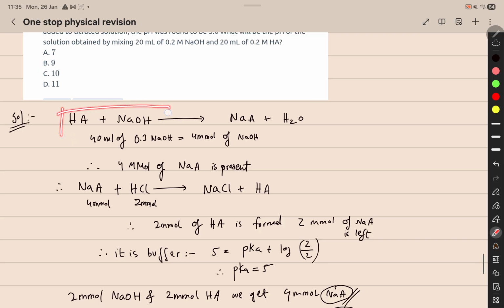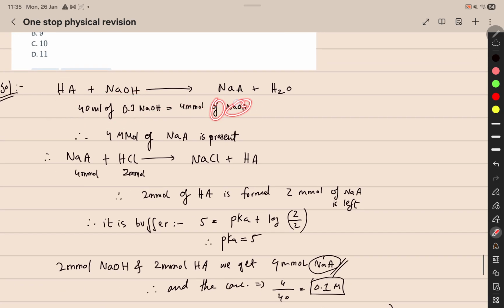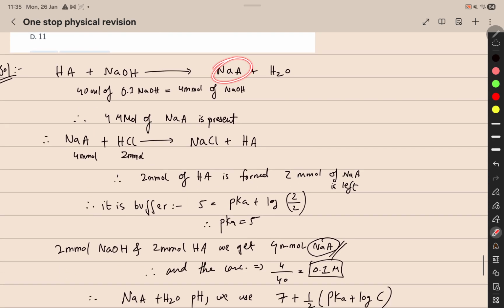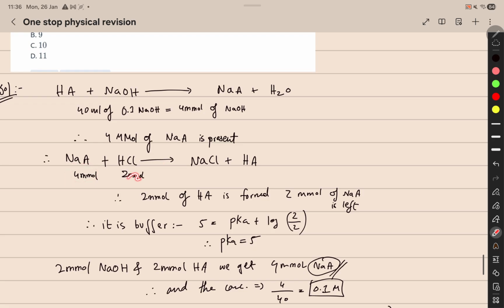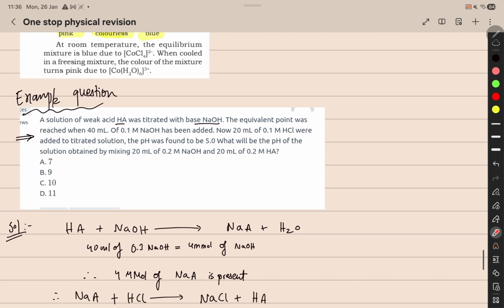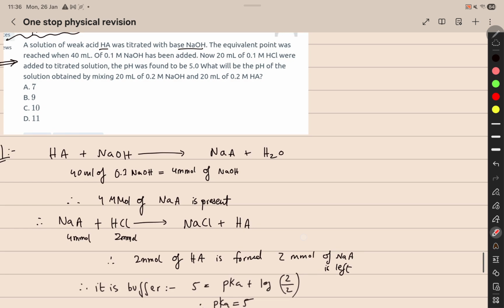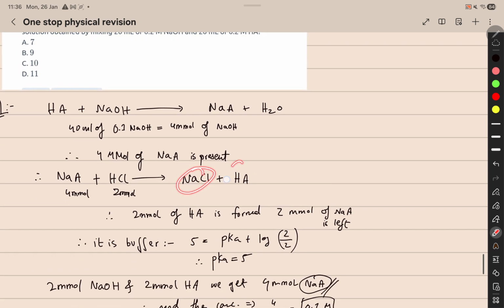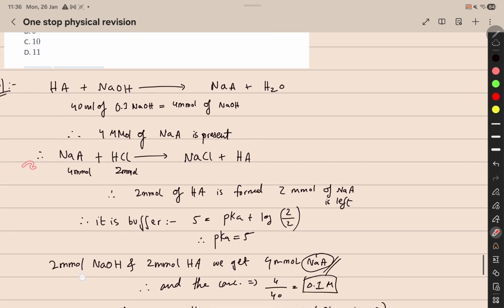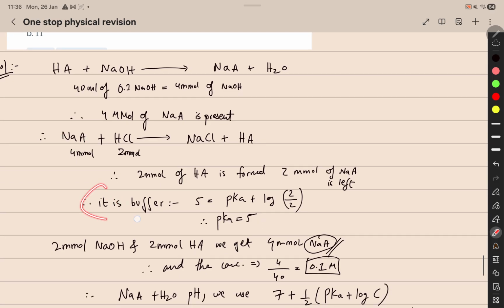So we can say that HA plus NaOH gives NaA plus H2O. So 40 ml of 0.1 M NaOH gives 4 millimoles of NaOH, so 4 millimoles of NaA is present in the solution. From here we conclude 4 millimoles of NaA, and they have given 2 millimoles of HCl. So effectively 2 millimoles of HA will be formed, and 2 millimoles of NaA is left. So it is a buffer solution, right? Because you have a conjugate base and an acid. From here you can apply the Henderson equation and get pKa equal to 5.